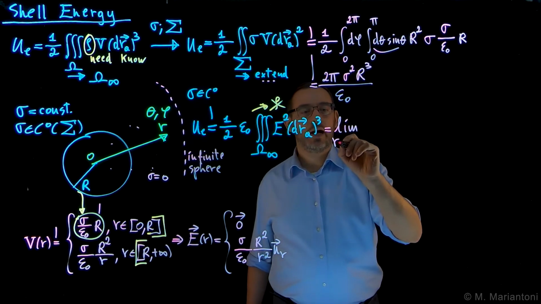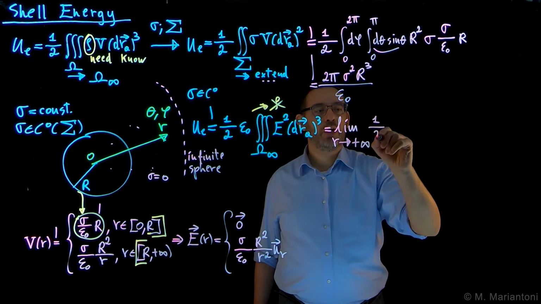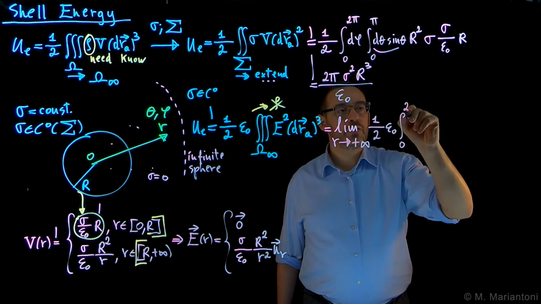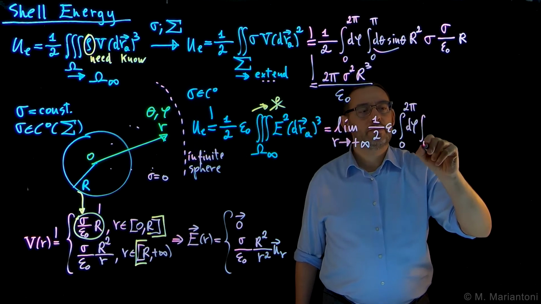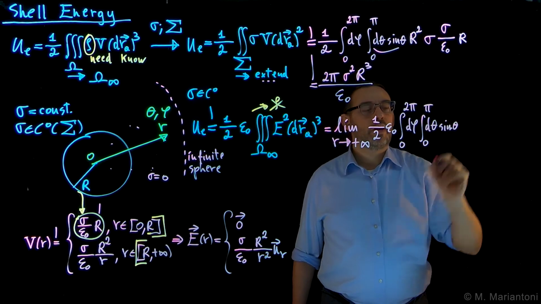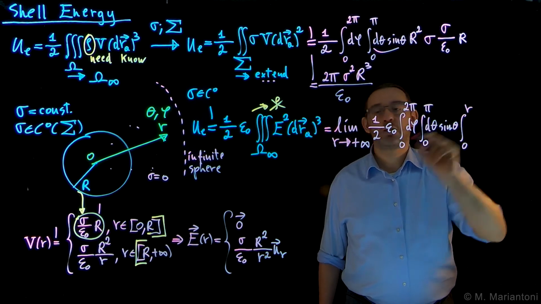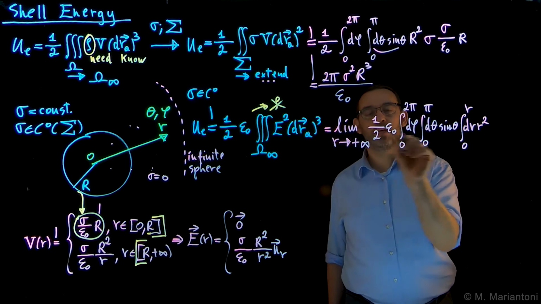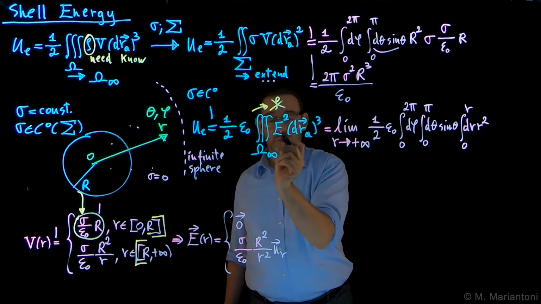So in the limit for r that goes to plus infinity, otherwise it would not be an infinite sphere, of 1/2 epsilon naught. Then we have the integral between, as always, 0 and 2 pi d phi. We need to use an infinitesimal element in a spherical coordinate system: 0 to pi d theta sine theta. All right, so now we have finally the integral between 0 and r, which eventually goes to infinity, in dr of r square, and this is all our infinitesimal volume element. So we took care of 1/2 epsilon naught, the volume d r cube, times E square.